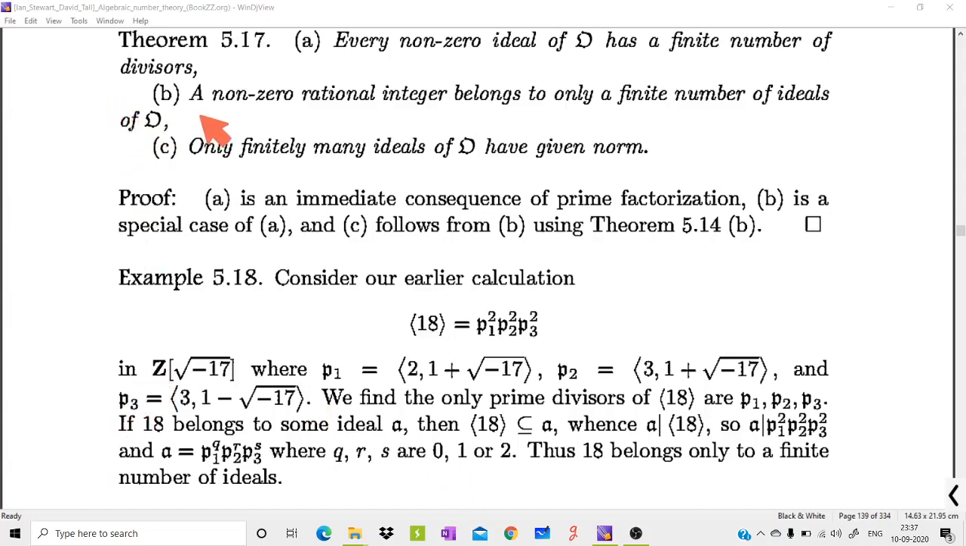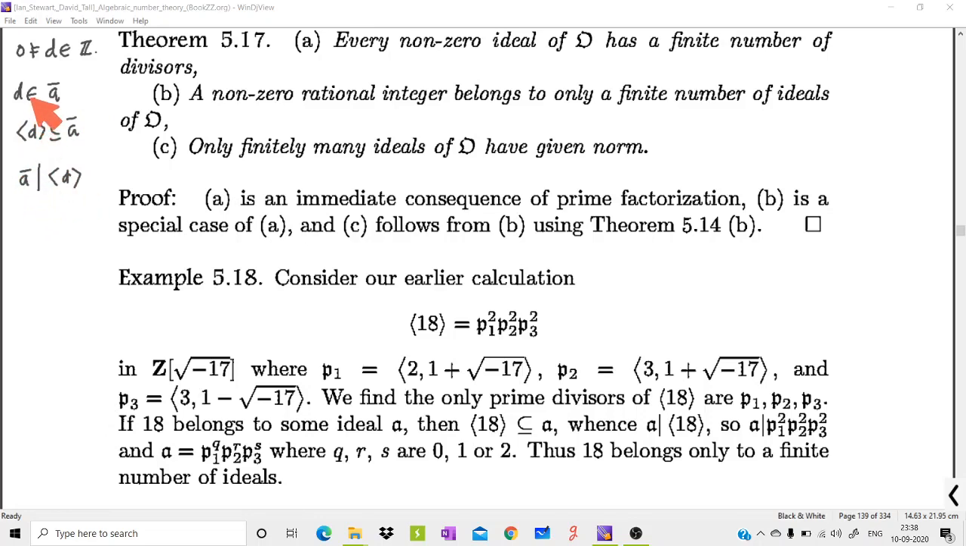Now we can put the second statement. A non-zero rational integer belongs to only a finite number of ideals of O. So we start with a non-zero rational integer, that is, 0 not equal to an integer D belonging to Z. We need to prove that this D belongs to a finite number of ideals. So suppose D belongs to an ideal A. Then the ideal generated by D is also contained in A. This shows that A divides the ideal generated by D. So A is a divisor of D.